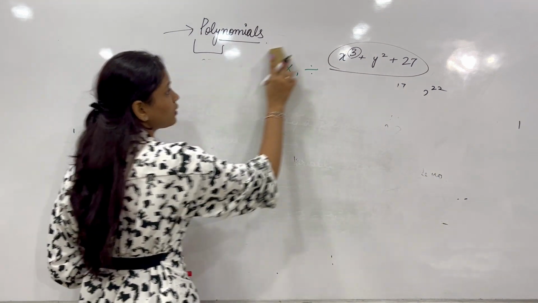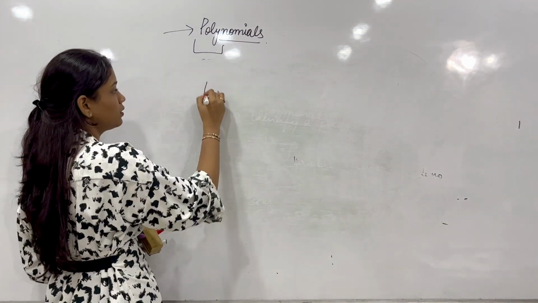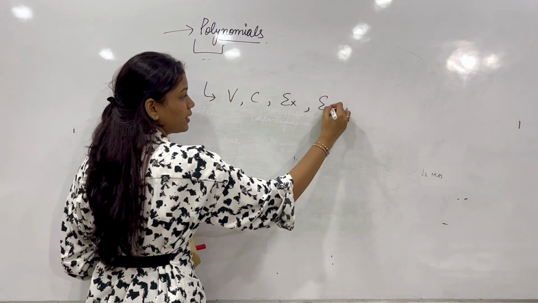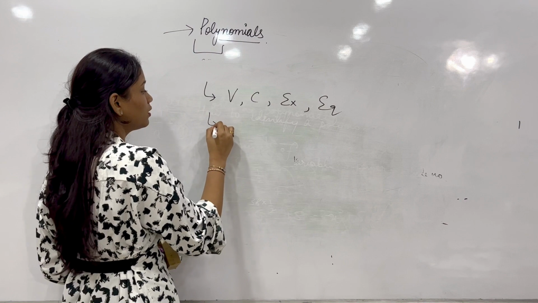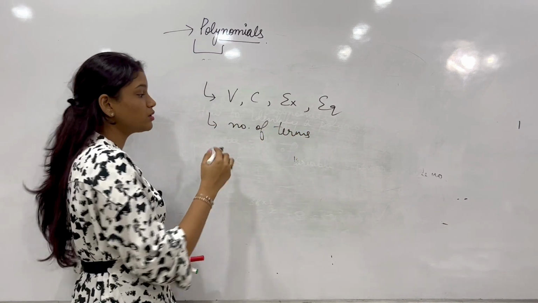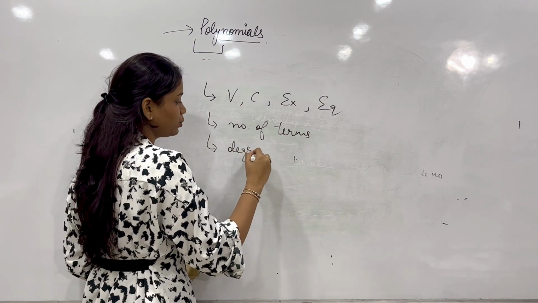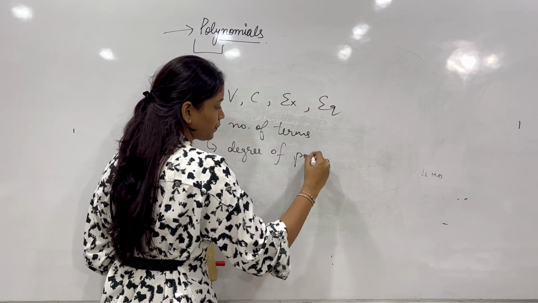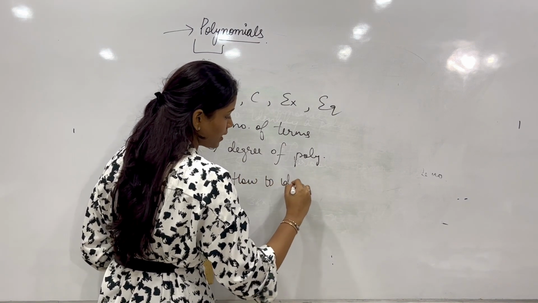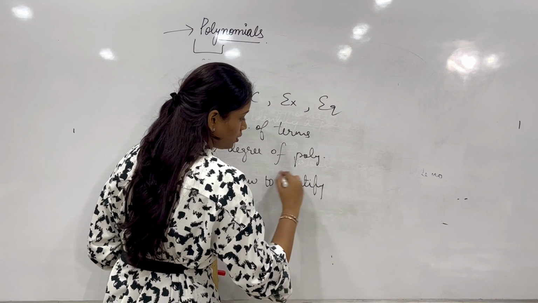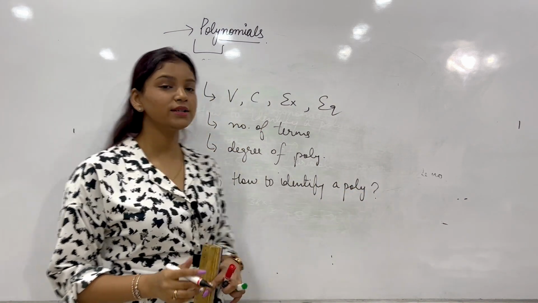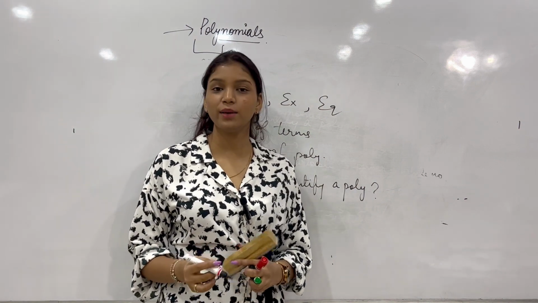Let us do a quick recap of what we did today. We did variables, constants, expressions and equations. What are all these? We did number of terms, how to identify the number of terms. We did degree of the polynomial, and we did how to identify a polynomial. I hope you understood all these 4 topics.